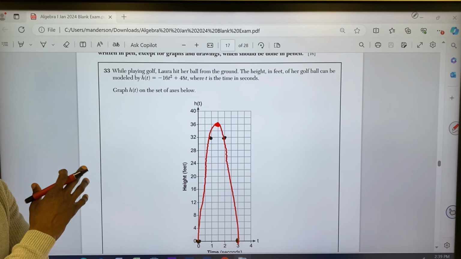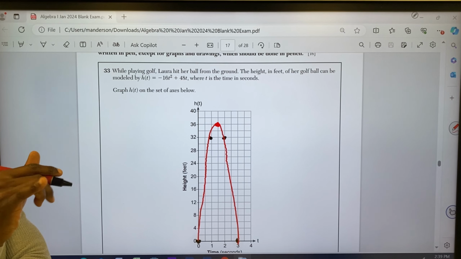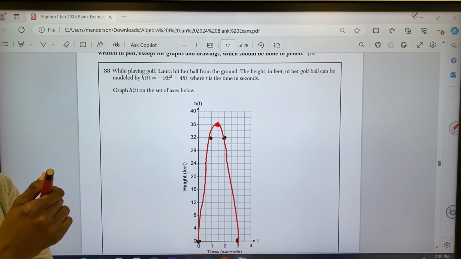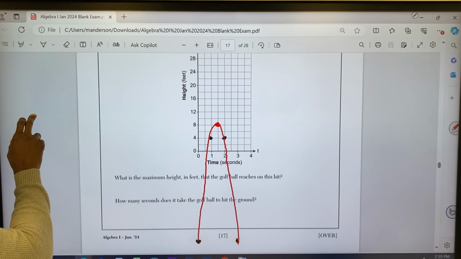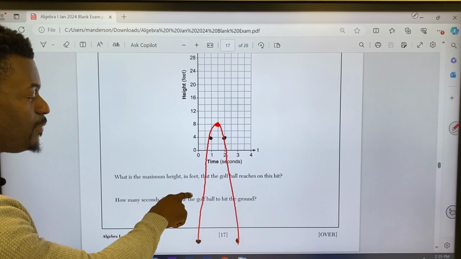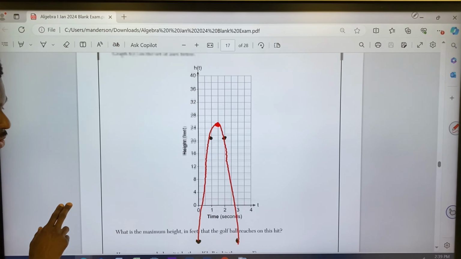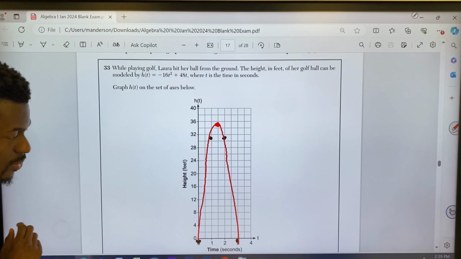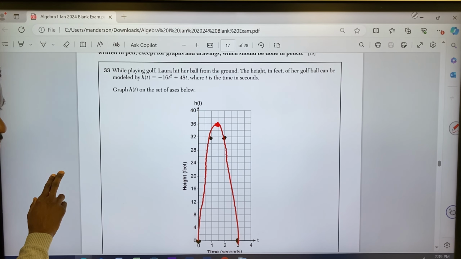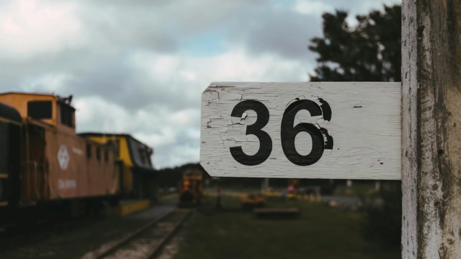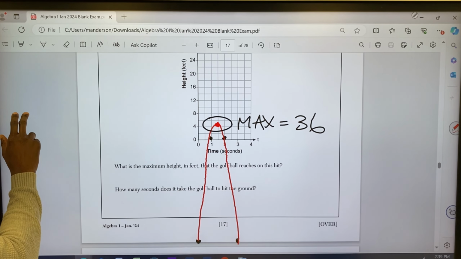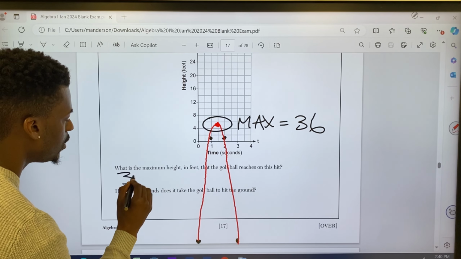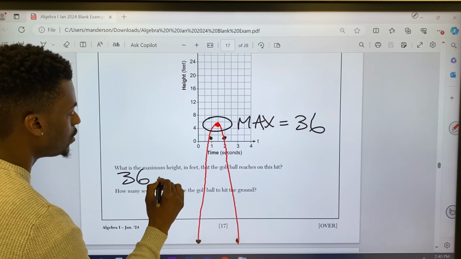Now from here, I think the rest of the questions you could answer without my help. Think about what the next question says. What is the maximum height in feet that the golf ball reaches on this hit? Look at the graph. What's the maximum height in feet? Maximum height in feet is 36. This is the max. Okay? So, of course, we would go down here, and you would write the maximum height in feet is going to be 36 feet.